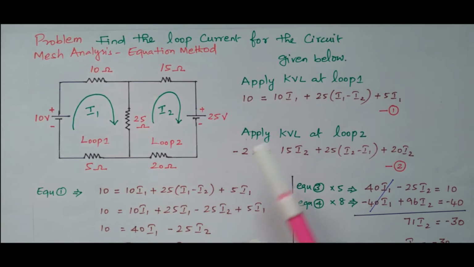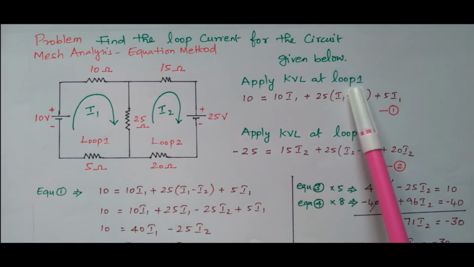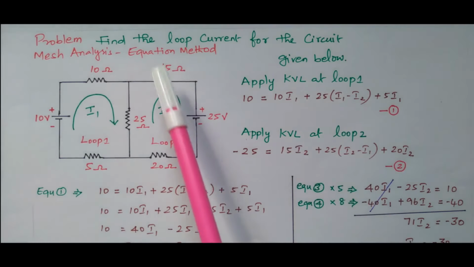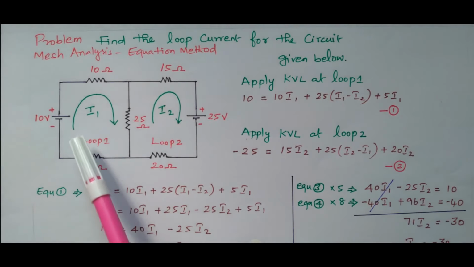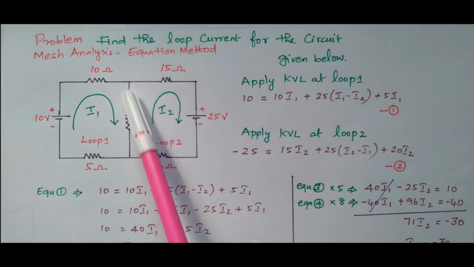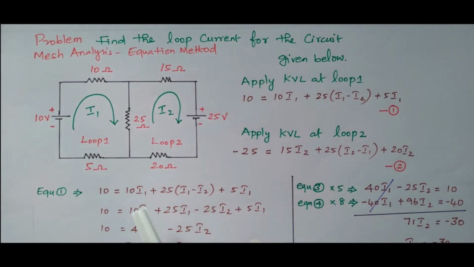So we can apply Kirchhoff's voltage law to loop 1. This is the equation method, so we are going to frame the equation. What is Kirchhoff's voltage law? Potential rise equals potential drop. So this 10 volt source is the potential rise. The potential is given from this.